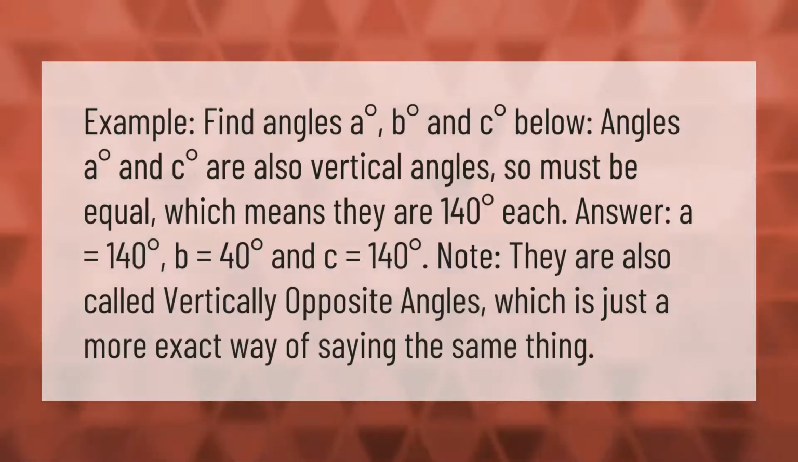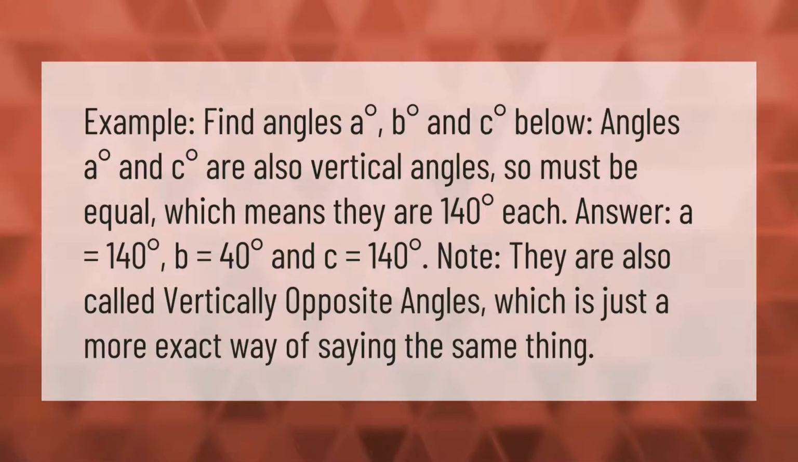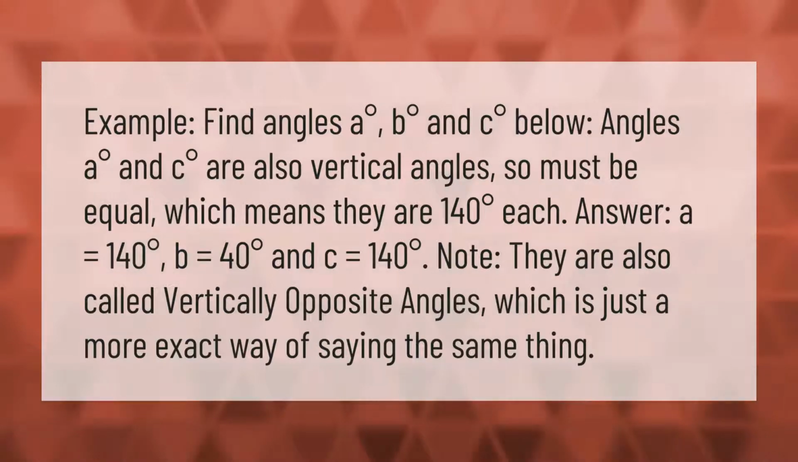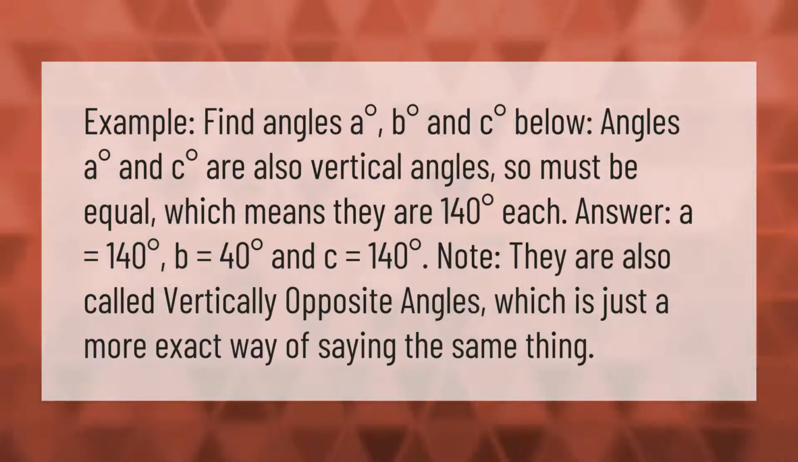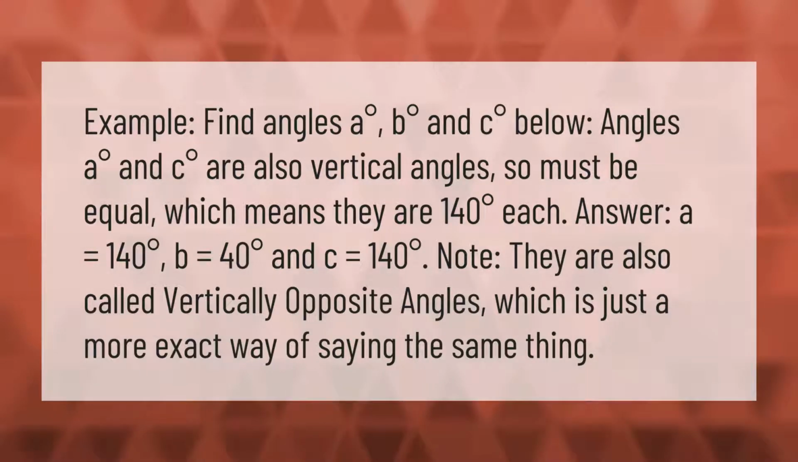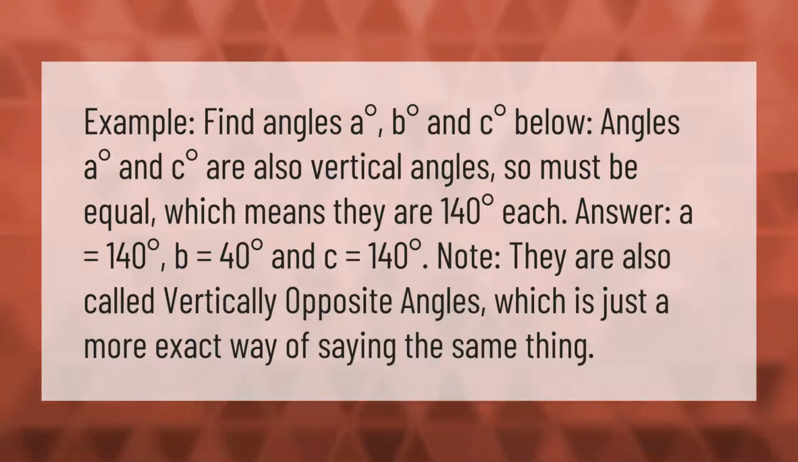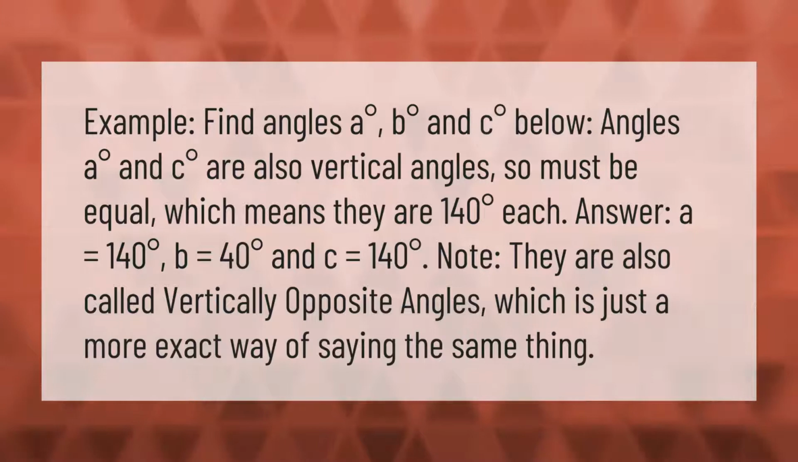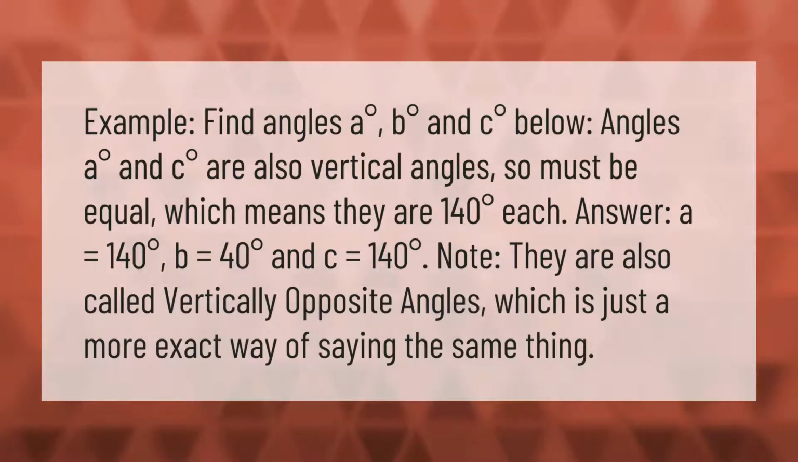Example: find angles A degrees, B degrees and C degrees below. Angles A degrees and C degrees are also vertical angles, so they must be equal, which means they are 140 degrees each. Answer: A equals 140 degrees, B equals 40 degrees and C equals 140 degrees. Note, they are also called vertically opposite angles, which is just a more exact way of saying the same thing.